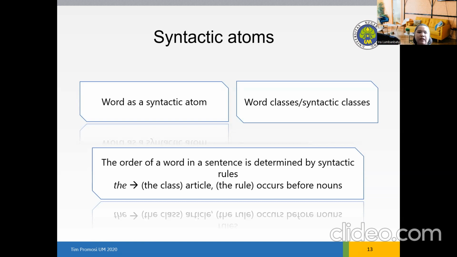In syntactic atoms, the order of a word in a sentence is determined by syntactic rules. For example, how to use the article. An article usually occurs before nouns. Try to remember, have you ever seen or have you ever used an article before a verb, for example? So it always occurs before a noun.